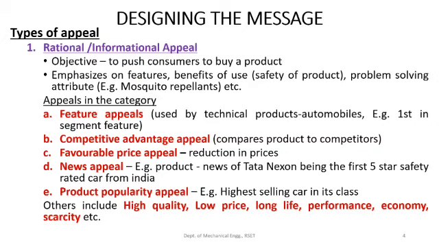For example, first in segment feature. In the case of automobiles, the first connected car, the MG Hector. That was a major appeal made by the brand MG in advertising or communicating messages about their product called the Hector. Okay, so feature appeal is generally used by technical products like automobiles, and an example for a feature appeal is first in segment feature. So that is the appeal that falls under the rational category, where you specify your features.